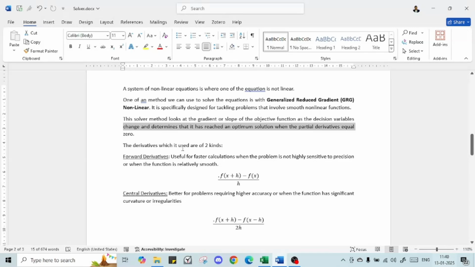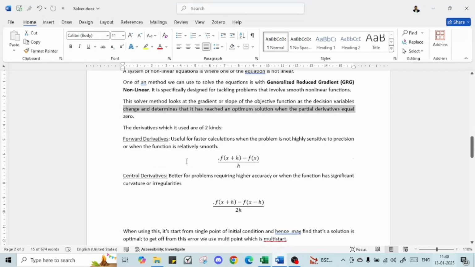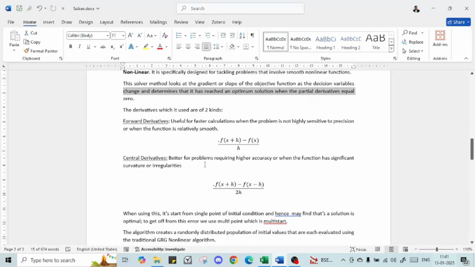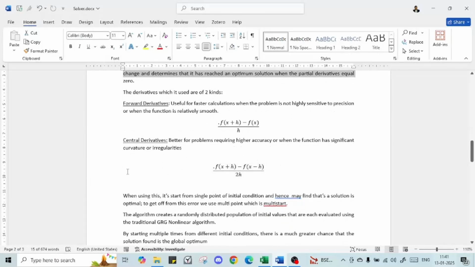The derivatives which it uses are of two kinds: forward derivatives and central derivatives. Forward derivatives are useful for faster calculations when the problem is not highly sensitive to precision or when the function is relatively smooth. This is the formula for the forward derivative: f of x plus h minus f of x, divided by h. And central derivatives are better for problems requiring higher accuracy or when the function has significant curvature or irregularities: f of x plus h minus f of x minus h, divided by 2h.